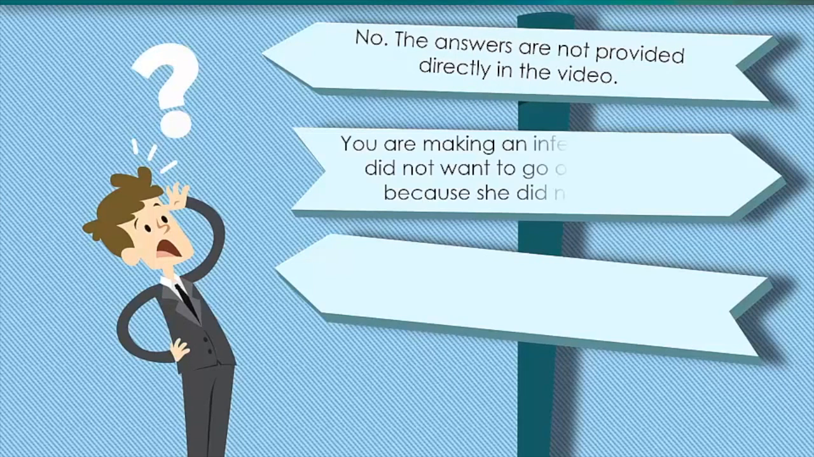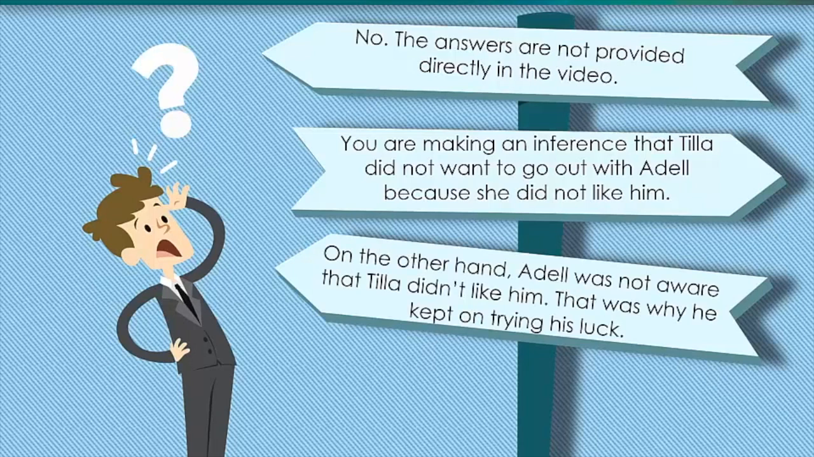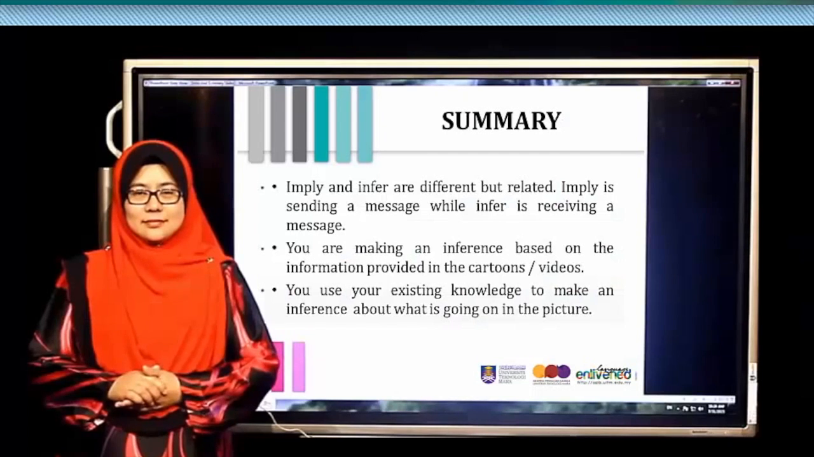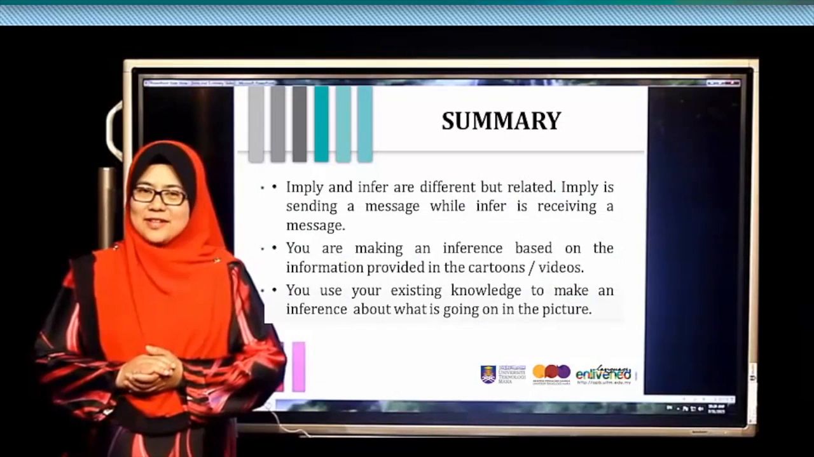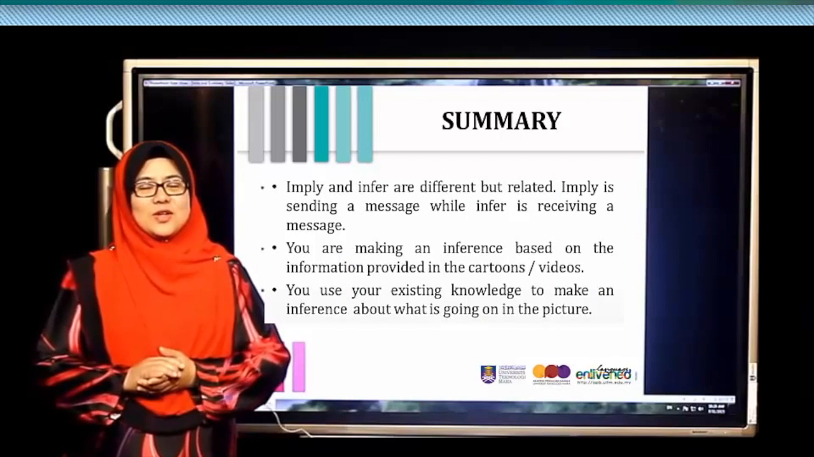You are making an inference that Tila did not want to go out with Adele because she did not like him. On the other hand, Adele was not aware that Tila didn't like him. That was why he kept on trying his luck. We are at the end of our lesson. These are what you have learned.